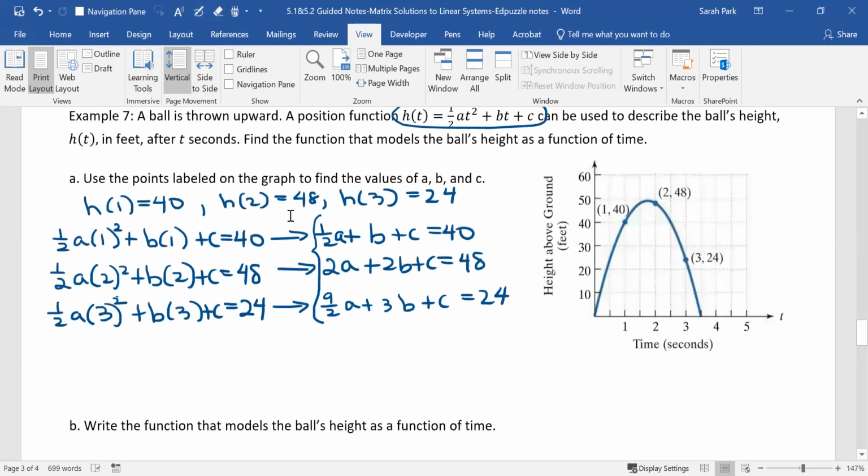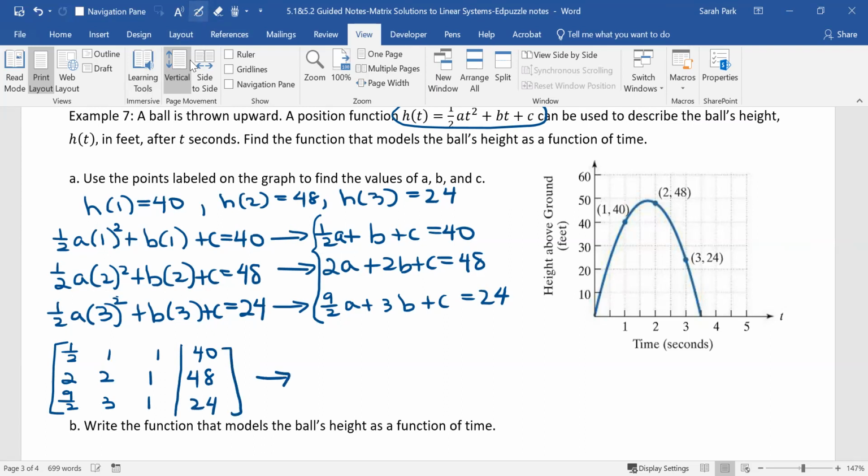And so we learned in the previous video, we can write this as an augmented matrix, and then just use our calculator to have it tell us what a, b, and c are. So the augmented matrix is 1/2, 1, 1, and then 40. And then we have 2, 2, 1, 48, and 9 halves, 3, 1, 24. Okay, let's head over to our calculator to put those into our matrix.